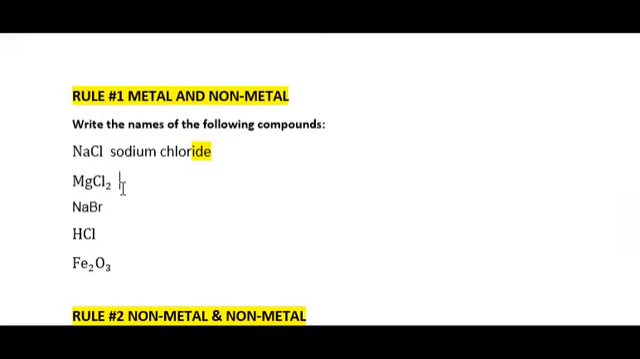Okay, so help me answer the second one. I have Mg and Cl2, and we don't have to worry about the numbers. Remember, when we have a metal and non-metal together, we ignore the numbers. Well done, you guys are fast. Okay, so it's magnesium chloride. The third one, sodium bromide.